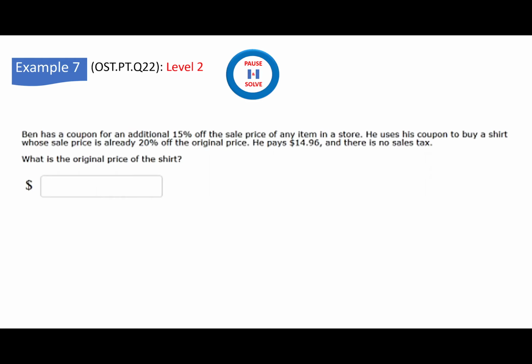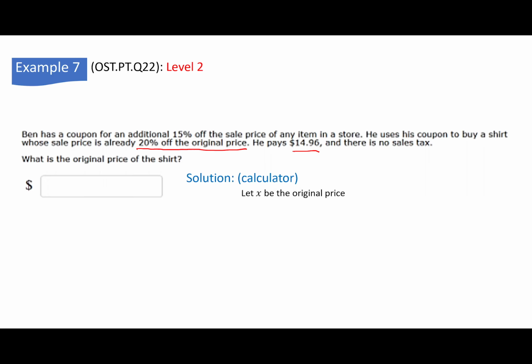Example 7. Ben has a coupon for an additional 15% off the sale price of any items in a store. He uses his coupon to buy a shirt whose sale price is already 20% off the original price. He pays total $14.96, and there is no sales tax. What is the original price of the shirt? Okay. Calculation. Let X be the original price. We don't know. That's what we're going to try to find.